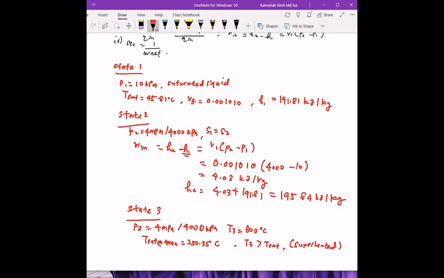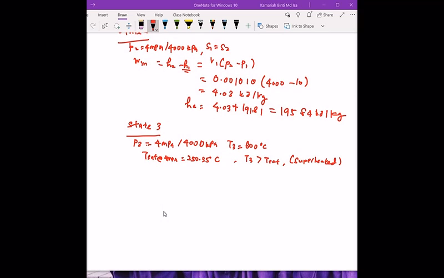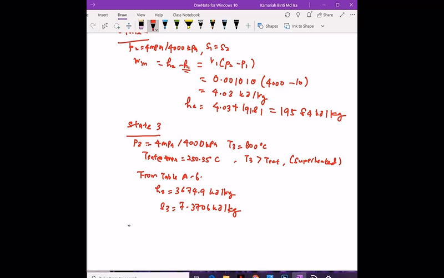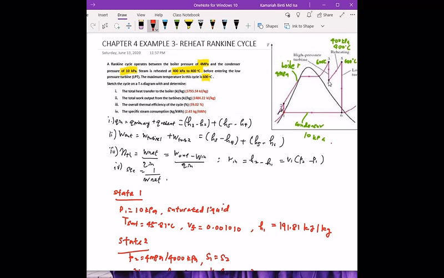So we know that it is superheated. If it is a superheated vapor, we need to look at table A6 to find our properties. From table A6, we find that H3 is equal to 3674.9, then S3 is equal to 7.3706 kilojoule per kg. Okay, next state 4. At state 4, it is also in a superheated condition, but we know that the entropy value S3 is equal to S4.